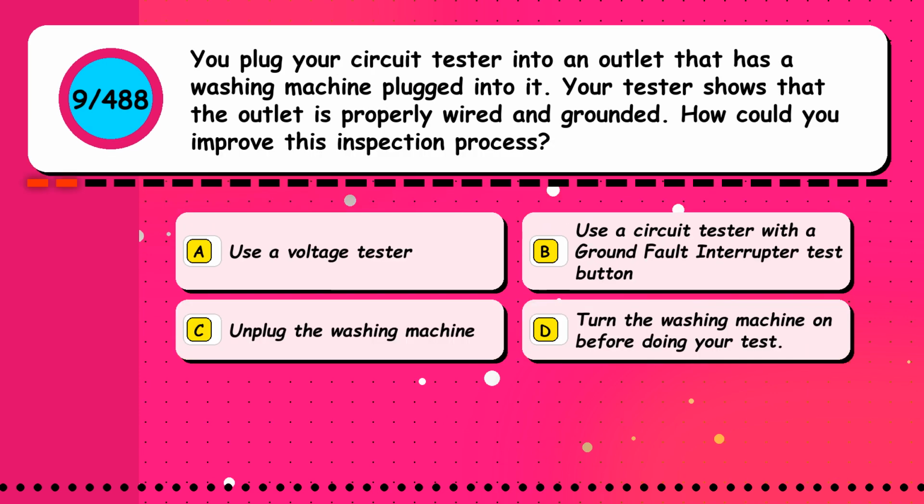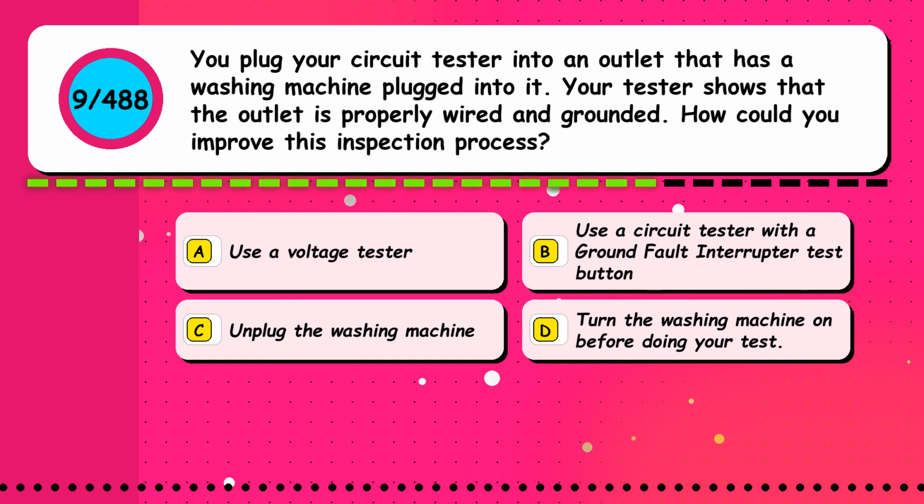Question 9. You plug your circuit tester into an outlet that has a washing machine plugged into it. Your tester shows that the outlet is properly wired and grounded. How could you improve this inspection process? Option A. Use a voltage tester. Option B. Use a circuit tester with a ground fault interrupter test button. Option C. Unplug the washing machine. Option D. Turn the washing machine on before doing your test.